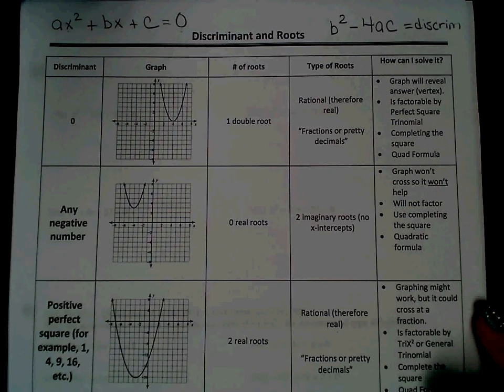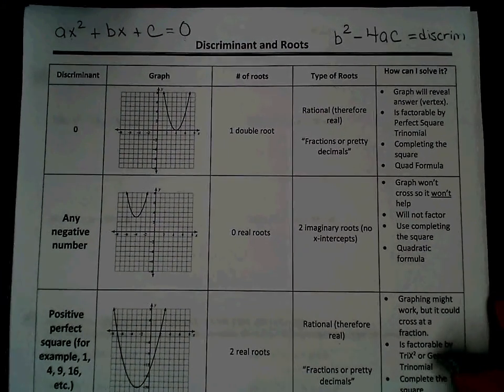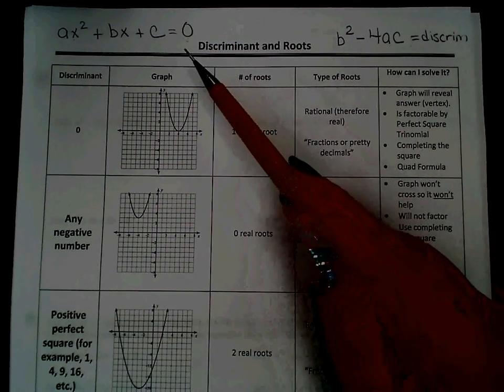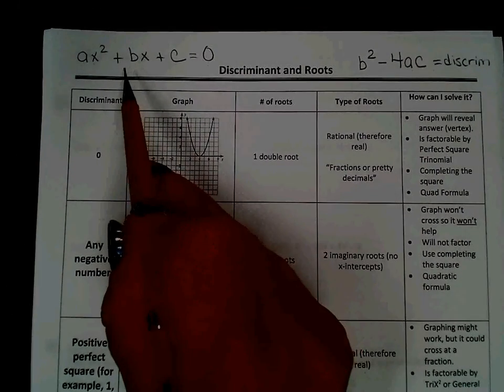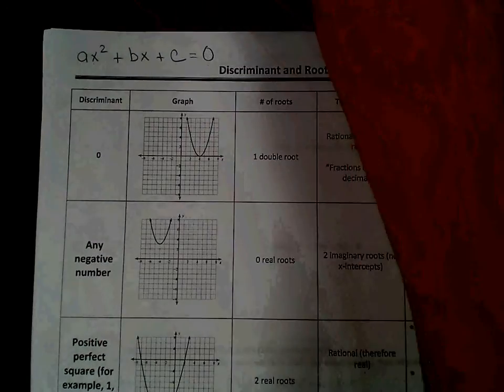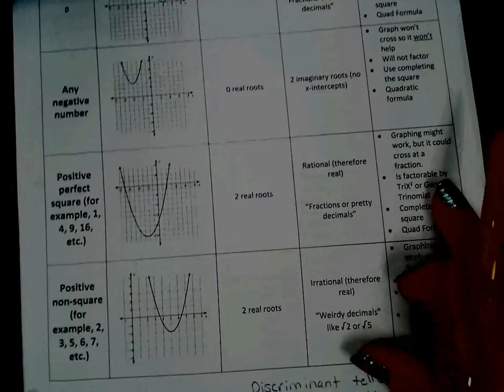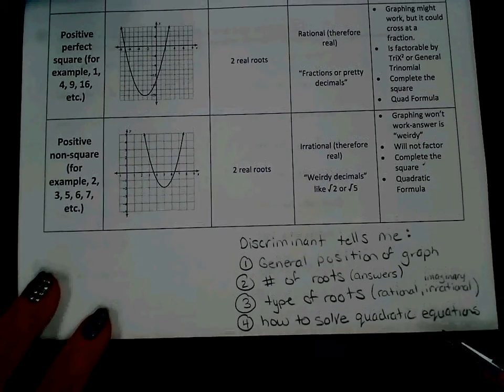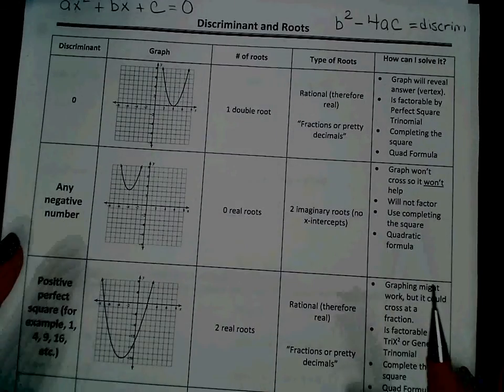Okay, in the last video we talked about what the discriminant was, b squared minus 4ac, and how you find it. That's the b, that's the a, and that's the c. And then we talked about the things that the discriminant tells me. Now I want to talk about how you read this chart so that you can understand.